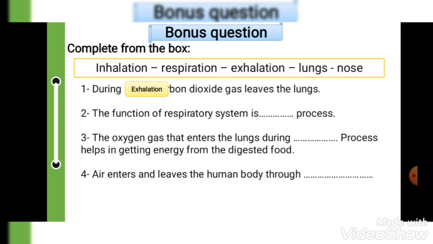Number 2, the function of respiratory system is space process. Respiratory system is responsible for respiration process. 3, the oxygen gas that enters the lung during space process helps in getting energy from the digested food. The oxygen gas that enter يبقى inhalation.